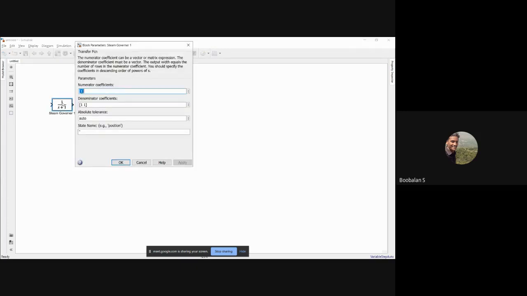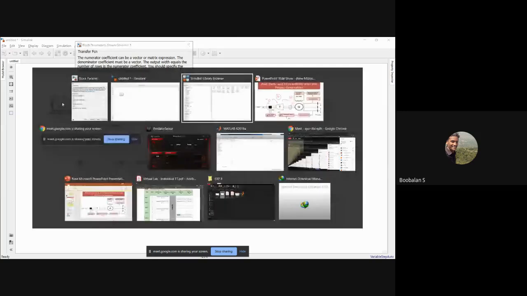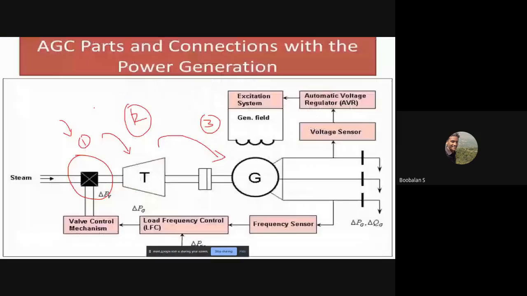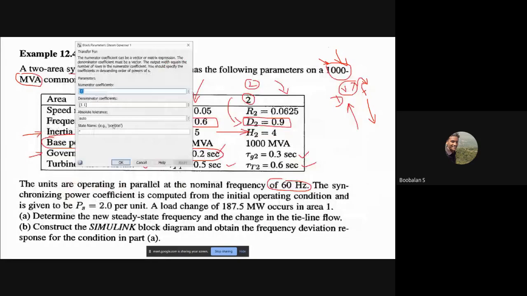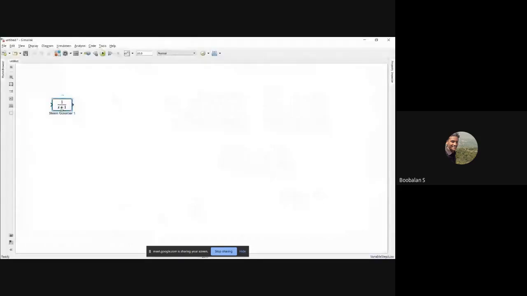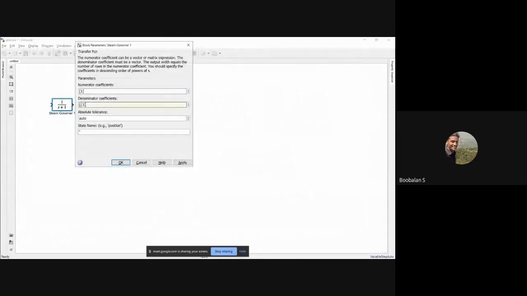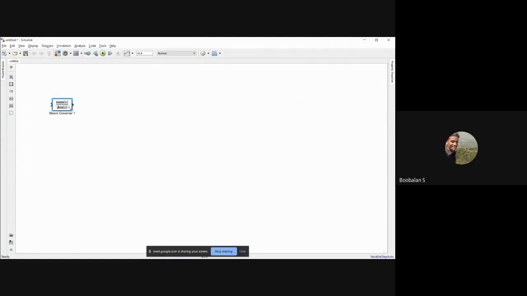Right now we need to configure this transfer function. Just double click on it, and we need to look back at that problem. That is, the governor time constant is nothing but 0.2 second, right? Where you could see 0.2 second. So now we need to come back to my MATLAB. Just double click on it. So in the denominator, this is 0.2. Apply. Okay, just expand it once again. Okay, this is steam governor one.